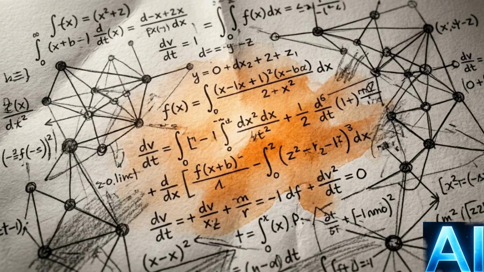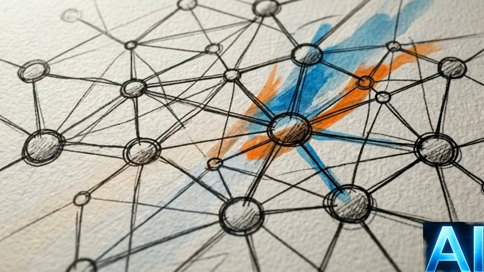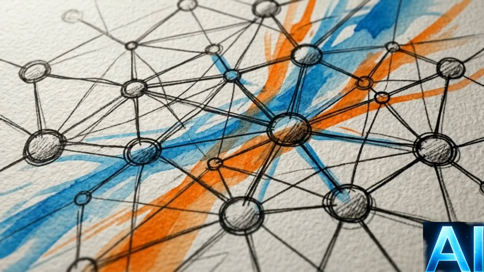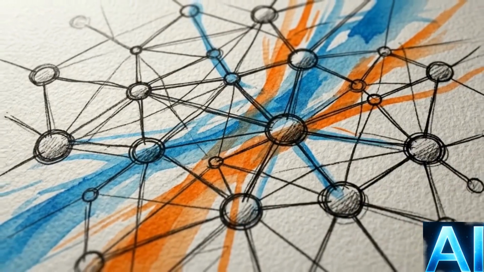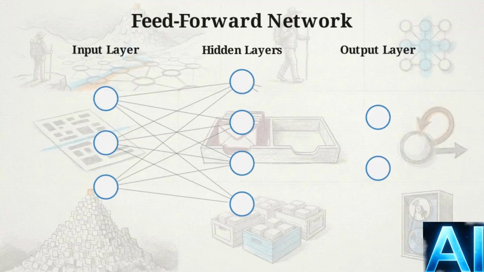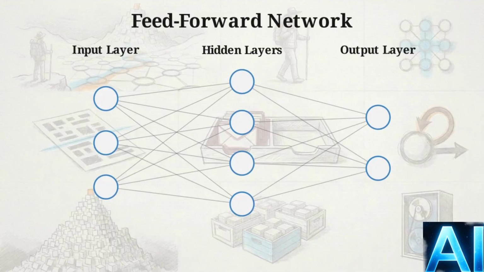Welcome back. We've seen the complicated math behind how neural networks learn, but how do we actually take that math, the algorithm of backpropagation, and adapt it to solve totally different types of real-world problems? It all depends on the task. Let's start with what we call a feed-forward network.